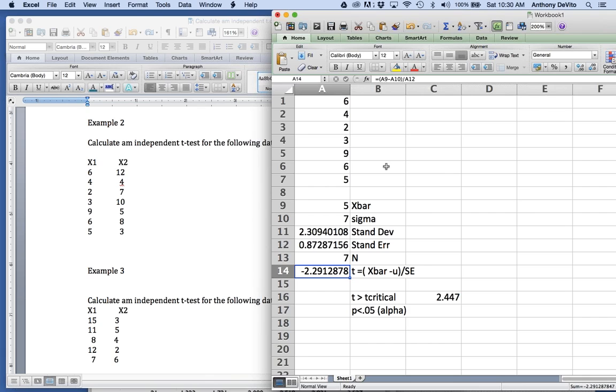So I'm going to fill in another column here. This is going to be 12 and 4 and 7 and 10 and 5 and 8 and 3. It happens to be the same sample size, but it doesn't have to be the same sample size. That's not required here.